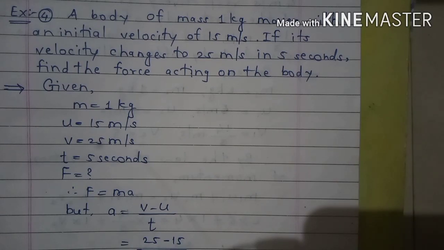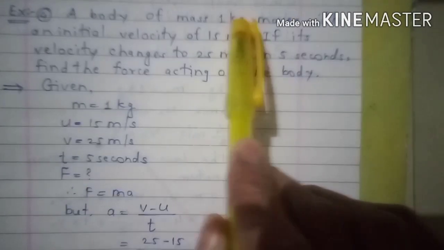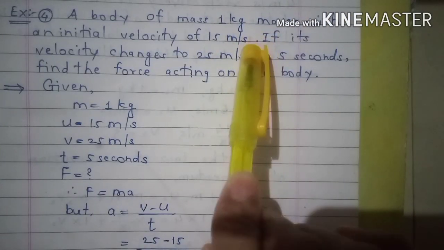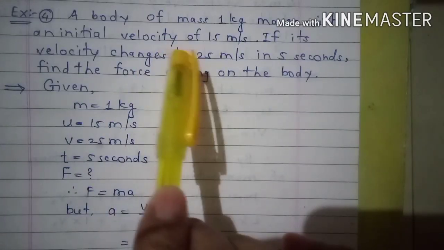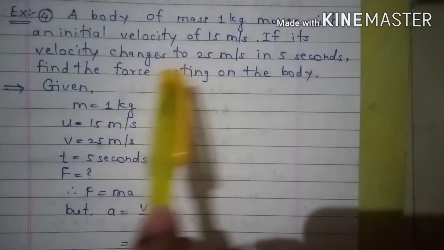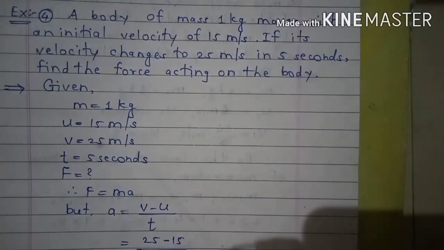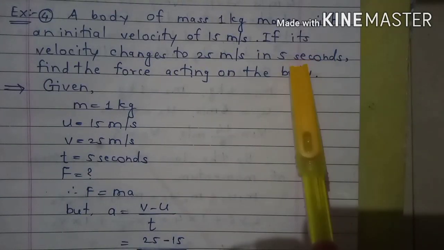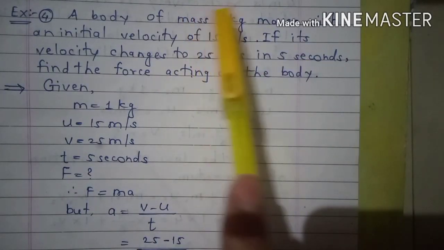Now example number 4. A body of mass 1 kilogram moves with an initial velocity of 15 meter per second. If its velocity changes to 25 meter per second in 5 seconds, find the force acting on the body. Now here we have to find out force. And we know the force formula, that is mass into acceleration. Here again initial velocity is given, that is 15 meter per second, and final velocity is given, that is 25 meter per second. And time is also given, that is 5 seconds. Mass is also given, that is 1 kilogram.